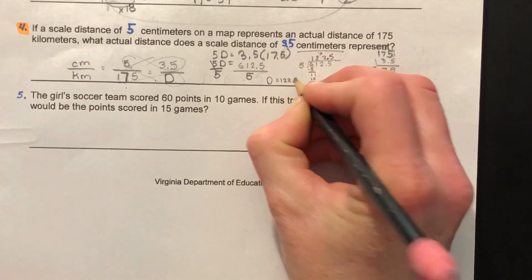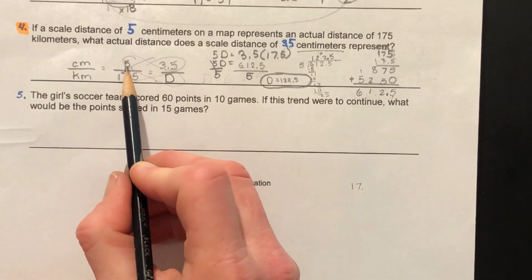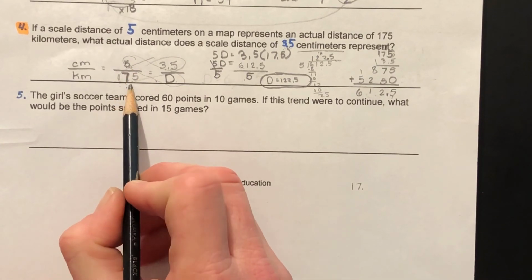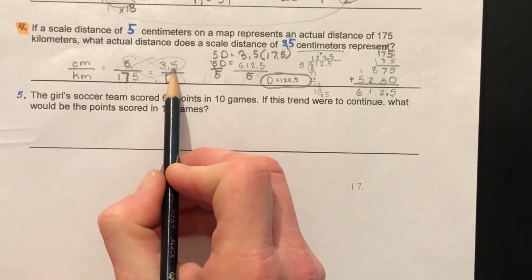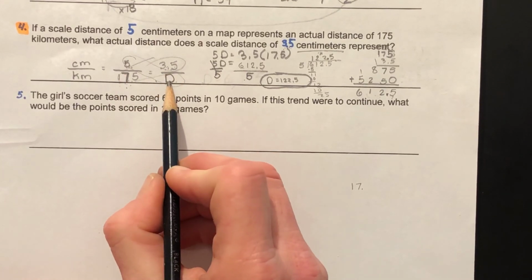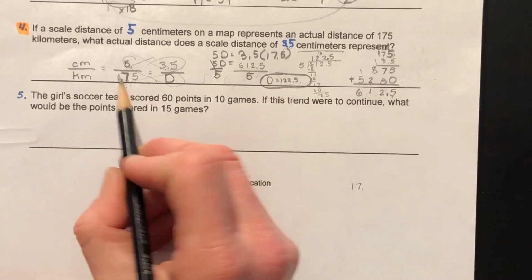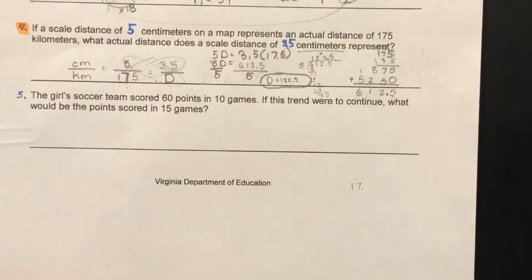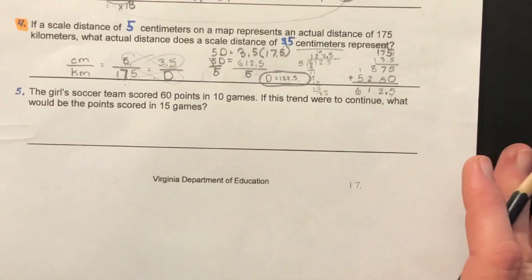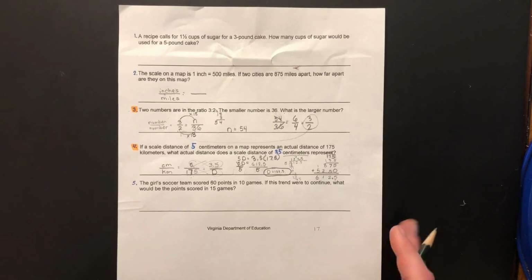122 and 5/10. Make sure that's reasonable. If 5 centimeters is 175 kilometers, then 3.5, which is less than 5, will be just less than 175. 122.5 is just less than 175, so that's reasonable. Do 5 by yourself, and I got you started on number 2.